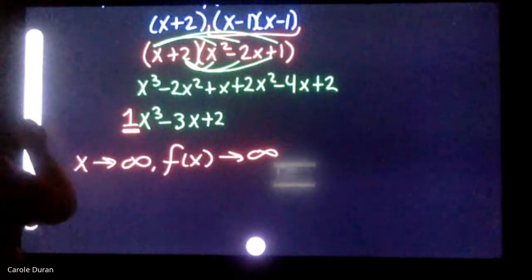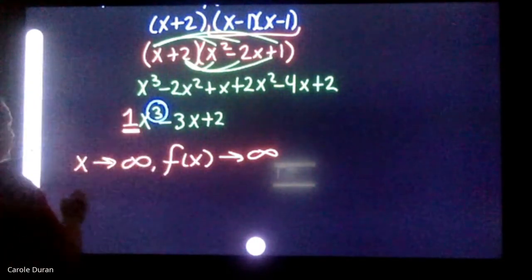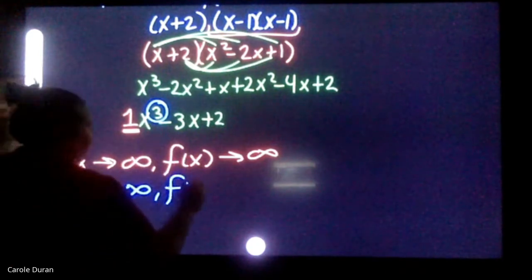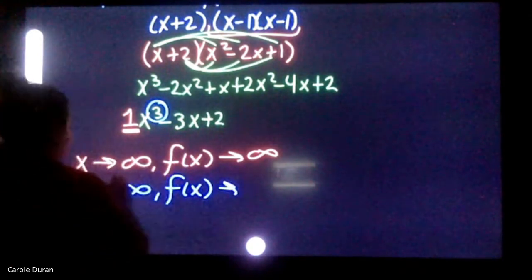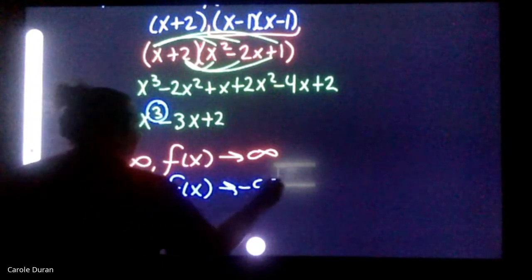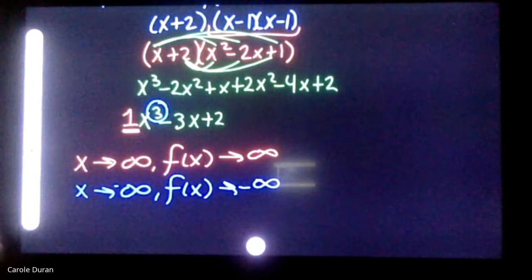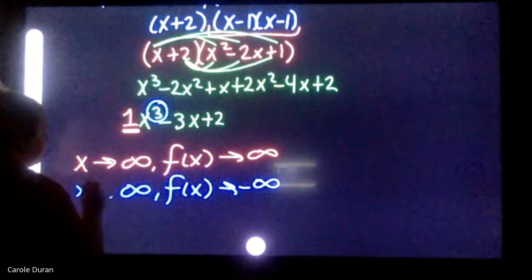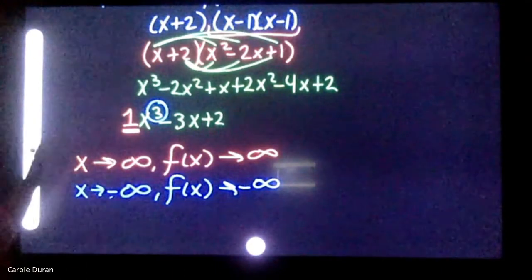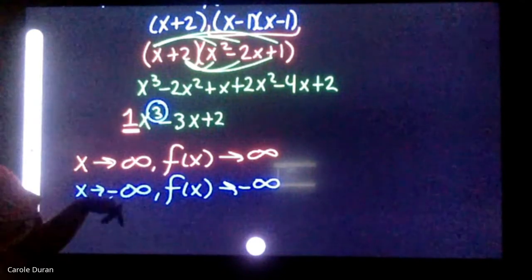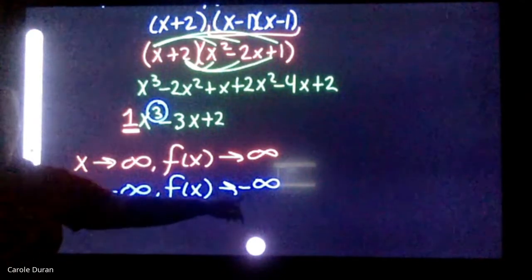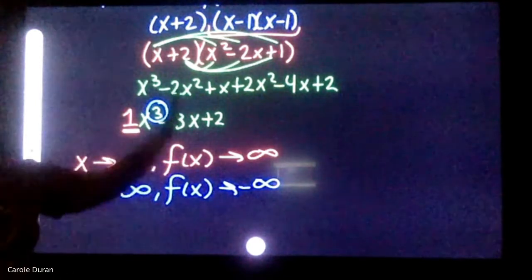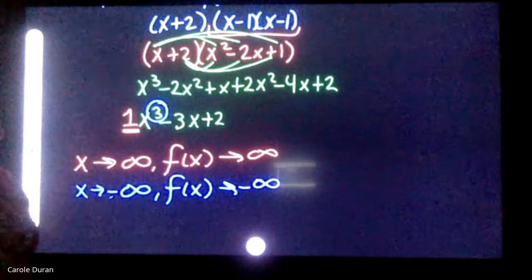Then I look at the degree of my polynomial. If that degree is even, the left side matches the right side. If that degree is odd, like this one is, my left side goes the opposite direction as my right side. So in arrow notation, I would say for the left side that as x goes to -infinity, f of x also goes to -infinity. Okay, because it goes the opposite direction of my right side. My right side went up, which means my left side has to go down.